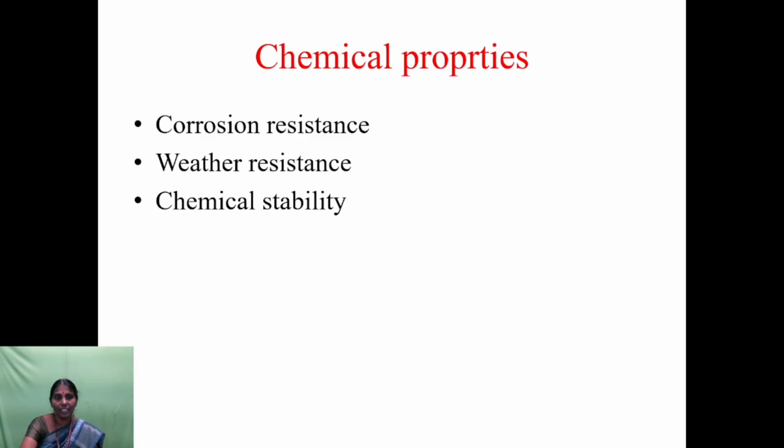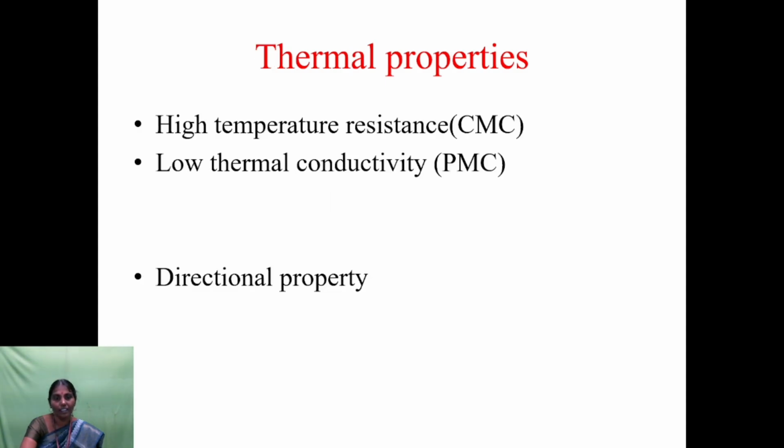Chemical properties mean corrosion resistance. Corrosion due to the atmosphere or moisture, or any kind of chemical, does not easily affect the composite material. Then weather resistance, so it is suitable for outdoor use also. Chemical stability: the composite material can withstand any chemical surrounding it.